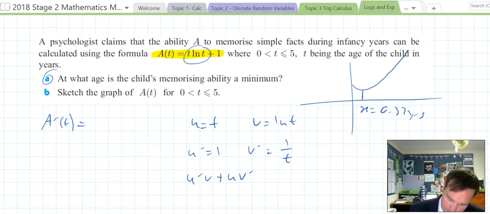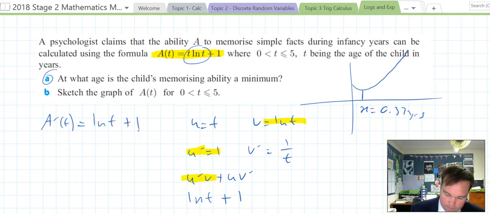There's some neat stuff that happens here. u dash v looks like, well, 1 plus ln t. So that's just 1 times ln t, so ln t plus t times 1 on t. t times 1 on t is just 1. So this entire thing is ln t plus 1. And now we want to solve when it's equal to 0, because 0 is where we find our minimum and maximum. So to find our 0, we have 0 equals ln t plus 1.